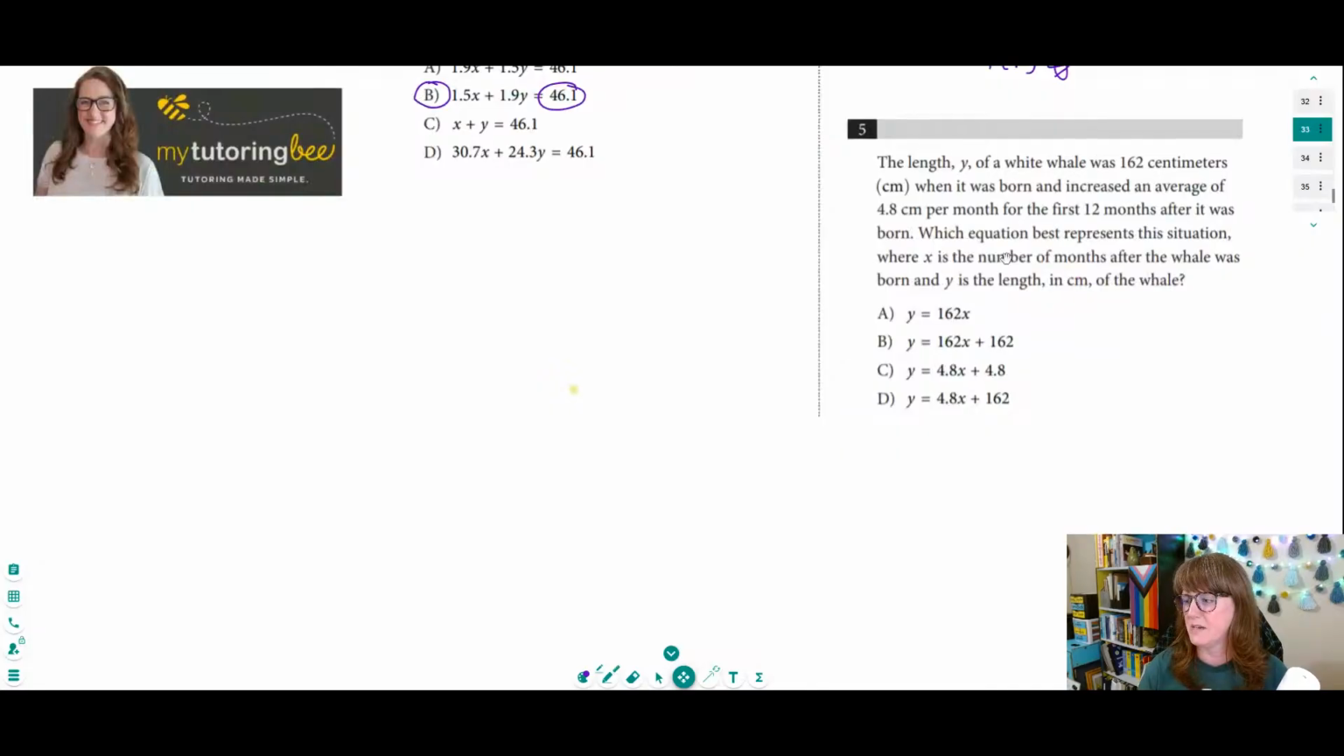Okay, let's go on to number 5. The length y of a white whale was 162 centimeters when it was born and increased an average of 4.8 centimeters per month for the first 12 months after it was born. Which equation best represents this situation, where x is the number of months after the whale was born and y is the length in centimeters of the whale? Ooh, that's a lot of information.